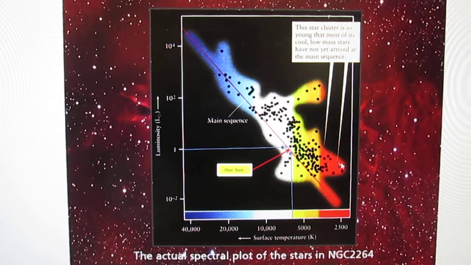When the thesis is completed, a real stellar luminosity map emerges, showing that most of its cool, low-mass stars have not yet arrived at the main sequence phase of life. The intersecting blue lines show the position of our low-mass G2V star.